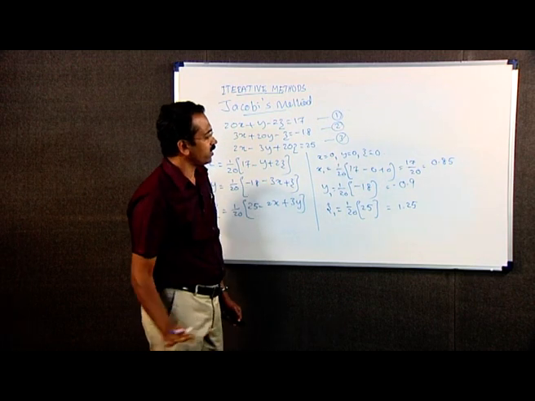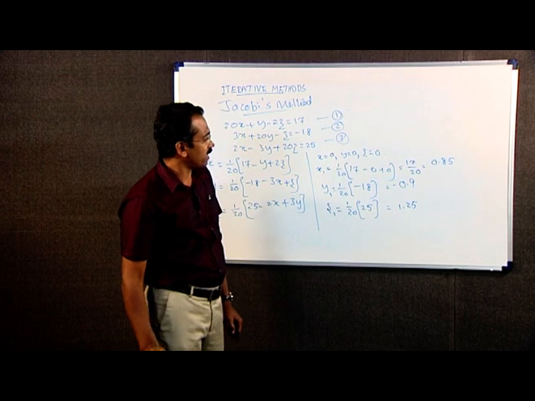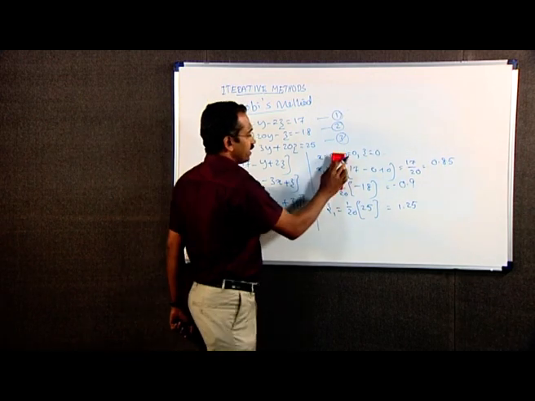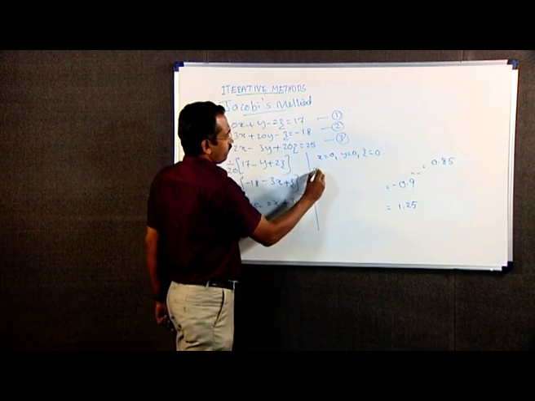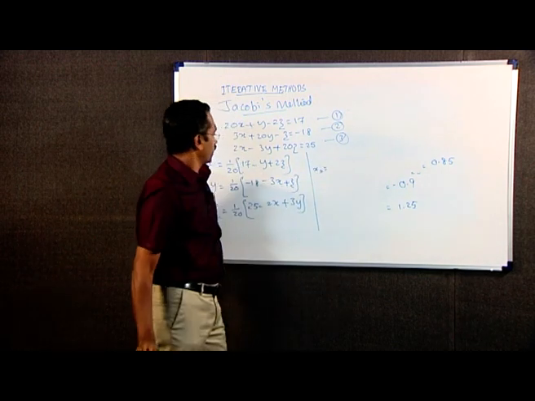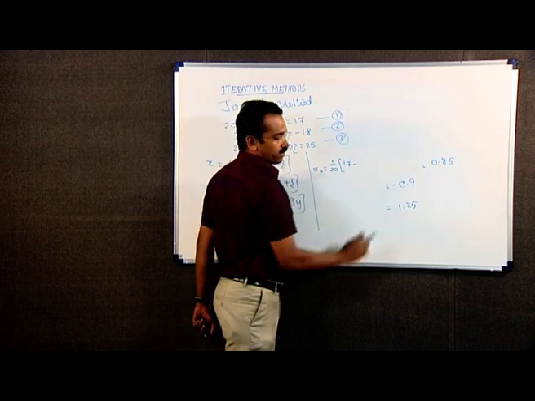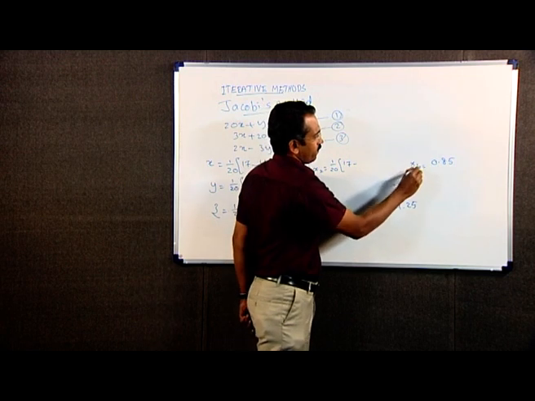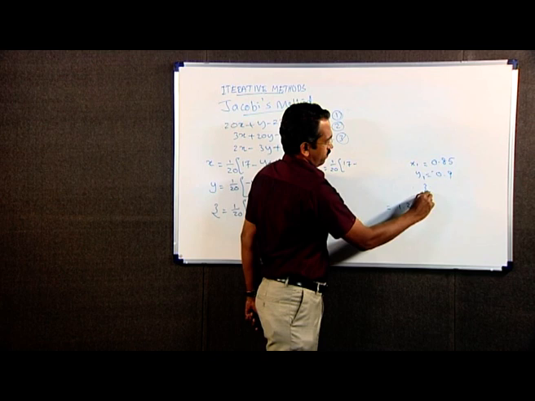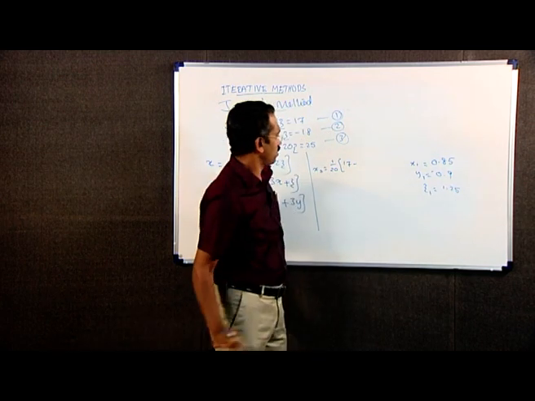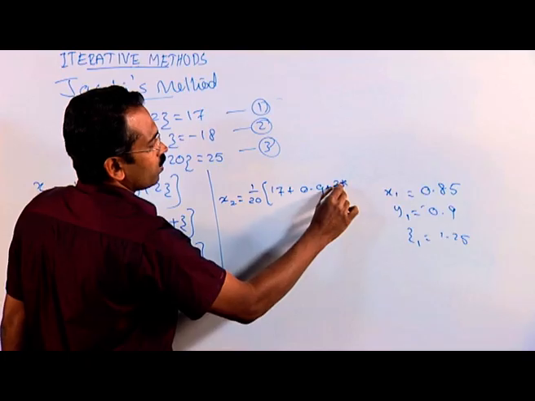In the second iteration, we will use these values in this expression. That is, the second approximate value x2 is equal to 1 by 20 into 17 minus y1, which is negative 0.9, plus 2 into 1.25, that is 17 minus of negative 0.9 plus 2 into 1.25.